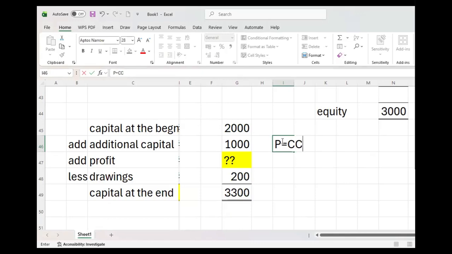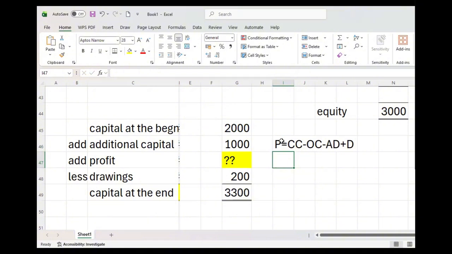Yes, madam. Okay. So profit is equal to closing capital minus opening capital, minus additional capital plus drawings. Great. Do we agree? Anybody who had something different?